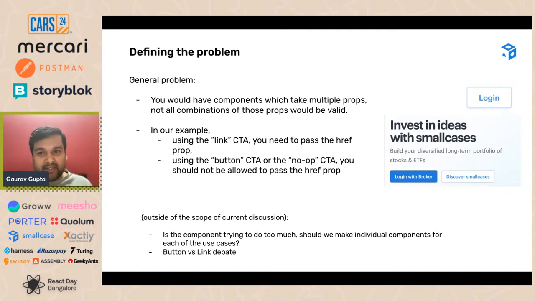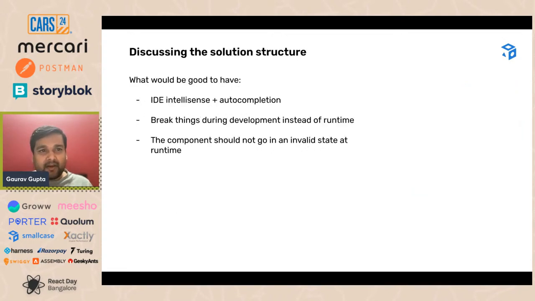One is, you might think that this component is trying to do too much and it is better to actually make individual components for button CTA, link CTA, and no op CTA. Again, we can discuss this separately. Button versus link debate, for things like why do your links look like button, I think this is again outside of the scope of this talk. We can definitely discuss it separately with respect to accessibility and semantics.